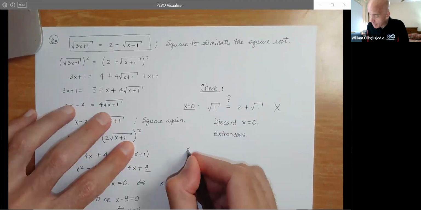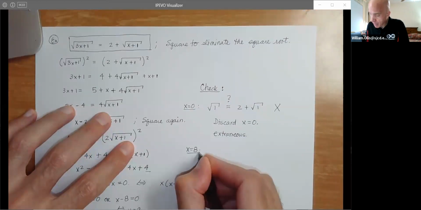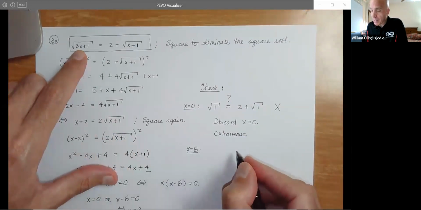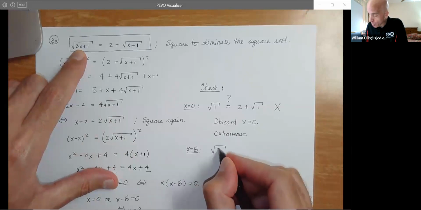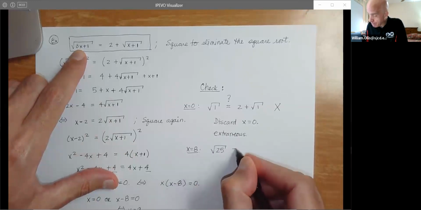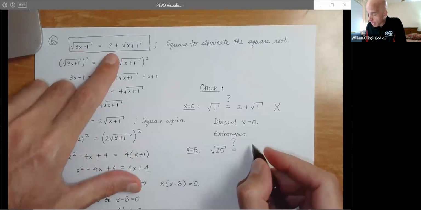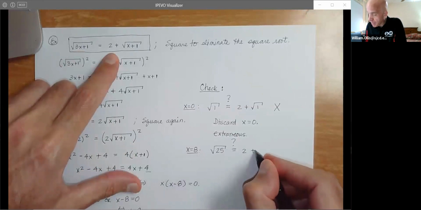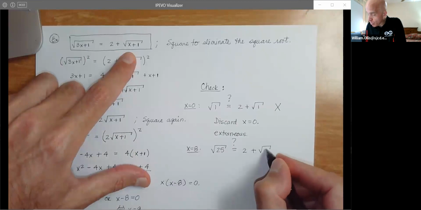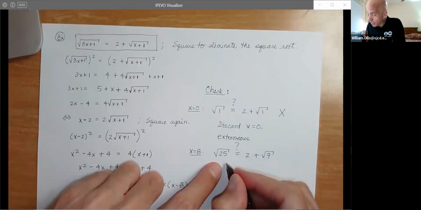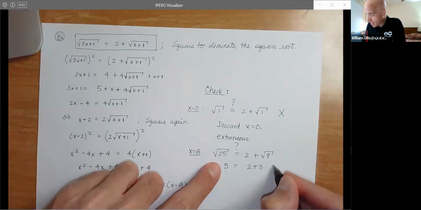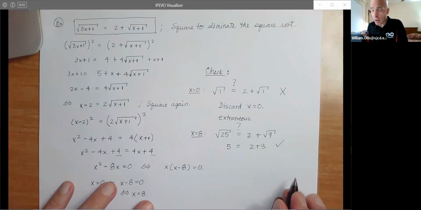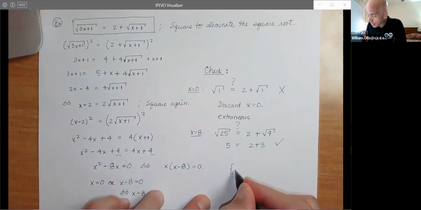So now x equals 8, we can check. When we replace 8 here, we get a 24 plus a 1, so that's the square root of 25, question mark. Now we have a 2 plus, now we add 8, we get square root of 9. But this does work because this is 5 and this is 2 plus 3. So that's a check. So now we see that the solution set is simply 8.